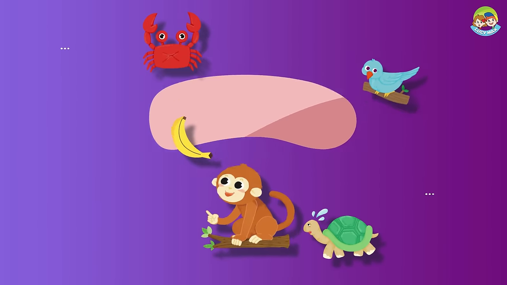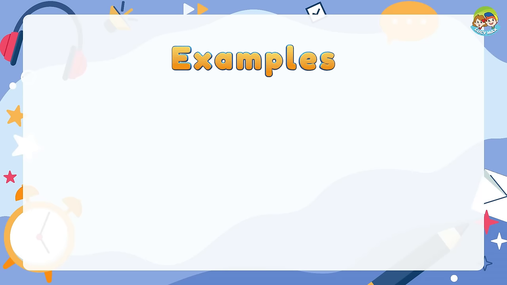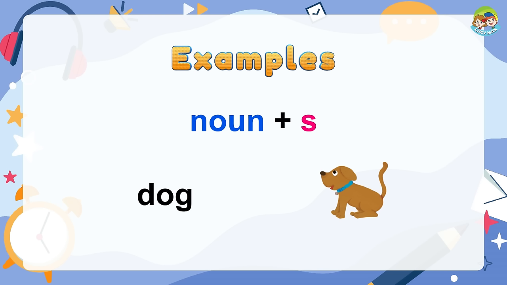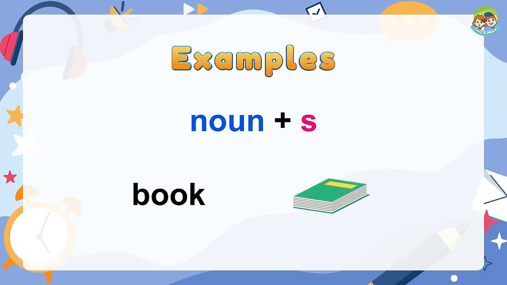Examples. Now let's take a look at some examples. First, we have noun plus s. Dog. Dog is one noun. To make it plural, we use s. Dogs. Next is book. Book is one. To make it more than one, you add s. Books.